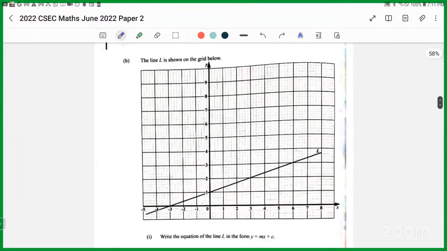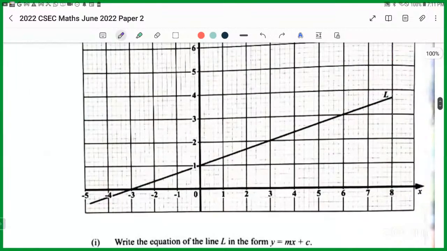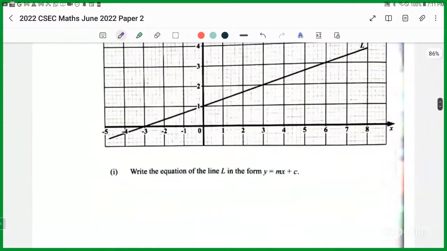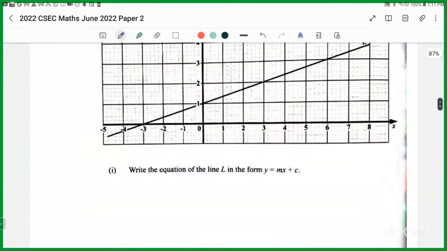This question says the line L is shown on the grid. So they show this line. I like questions like this because you can look at the graph, you can count off the rise over the run and get the gradient, and you can, for example, see this y-axis intercept right here is 1. So c equals 1. I like this kind of question because it is very easy to calculate. It says write the equation of this line in the form y equals mx plus c. See? Right here, just the c value. So c equals 1. Then you need a gradient.